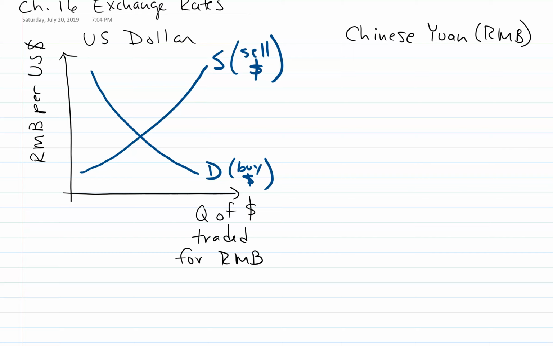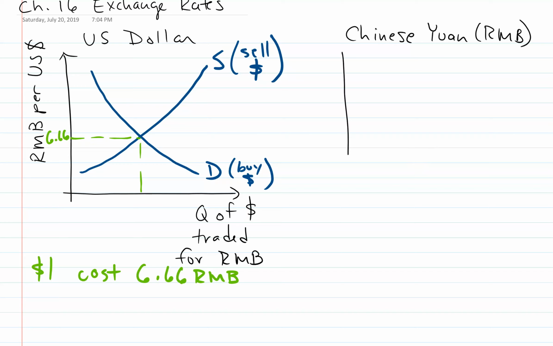And then these two determine an exchange rate and a quantity. So let's suppose the exchange rate is 6.66. What does that mean? Well, that means $1 costs 6.66 RMB. And that's actually not that far off from the current exchange rate, which I think is like 6.8 something.